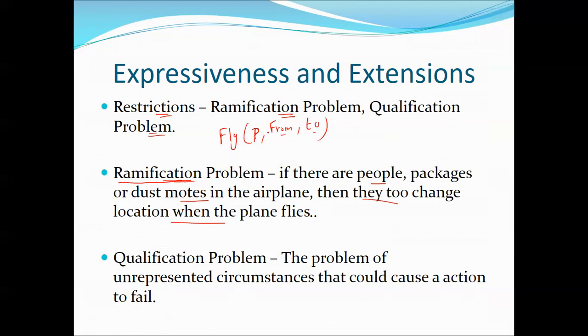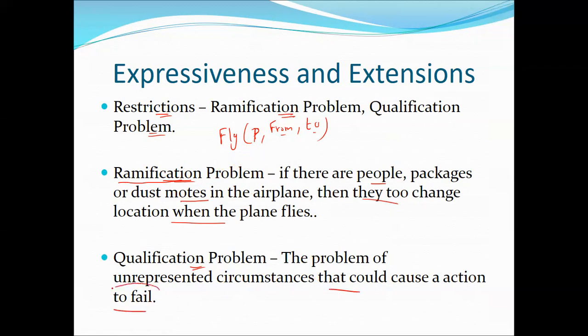So actually everybody is flying. It's not only the plane that is flying. All the passengers in the plane, all the things they were carrying, everything is moving to some other location. So we don't have that much expressive power to represent all those things using STRIPS and ADL. That is called the ramification problem. Okay. And what is the qualification problem? The problem of unrepresented circumstances that could cause an action to fail.